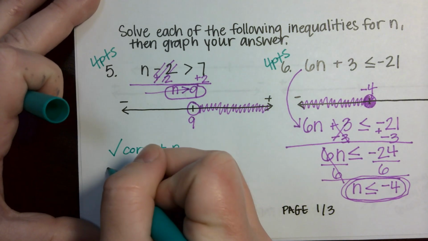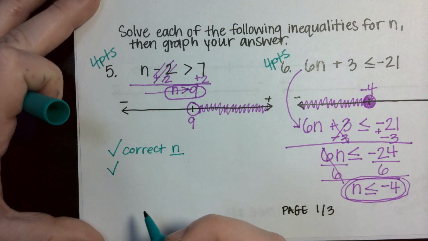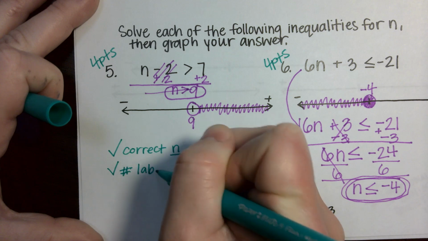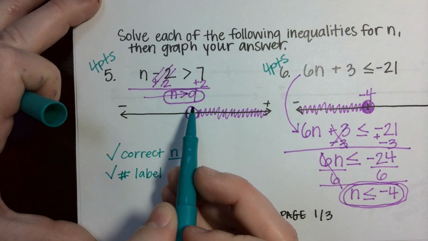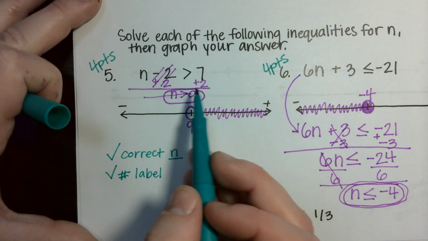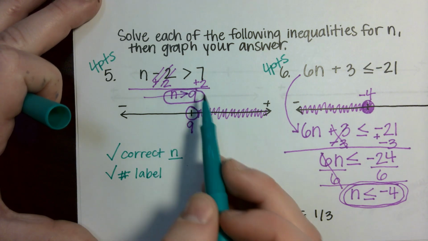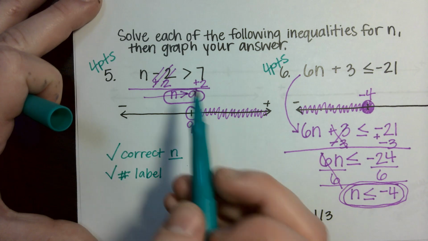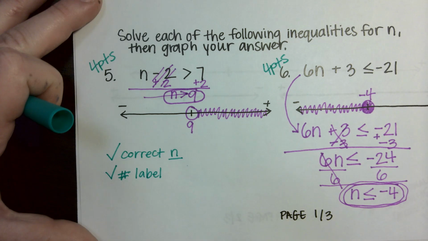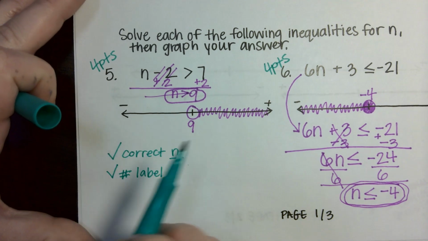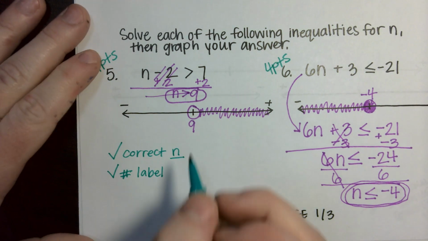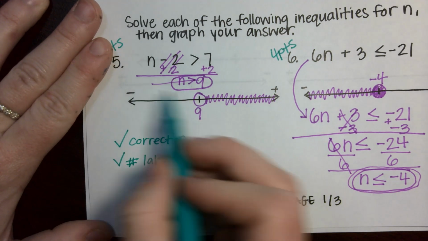The other 3 points are just going to be that you labeled your graph. So you put a number labeled, even if it's the wrong number. Like let's say I accidentally subtracted 2 on number 5 and I got n is greater than 5. I would lose 1 point for getting the wrong number for n, but if I still did my graph correctly, I would get all 3 other points, okay? Because I don't think that is fair to have you lose 4 whole points for just getting 1 step wrong. So you can still get points even if you get the number wrong.